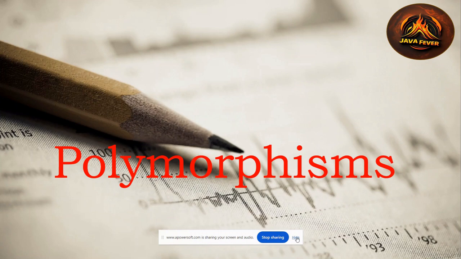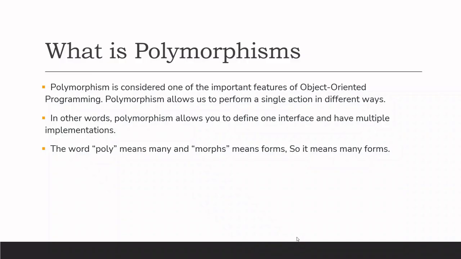Now polymorphism. Actually, poly means many and morphs means forms. So the word polymorphism means many forms. That means you can say one object, multiple work, or one object, multiple forms, one object, multiple instances, like this we can say. So this will be polymorphism.